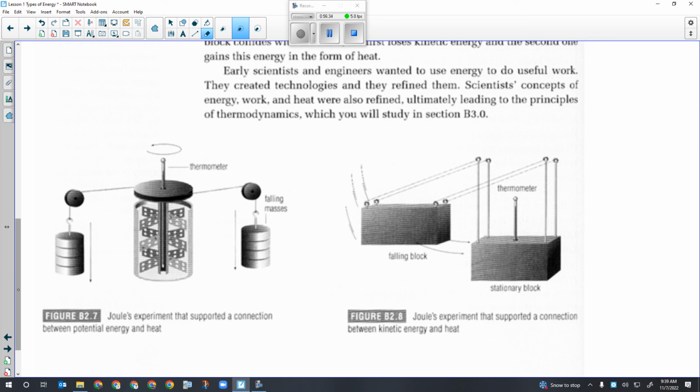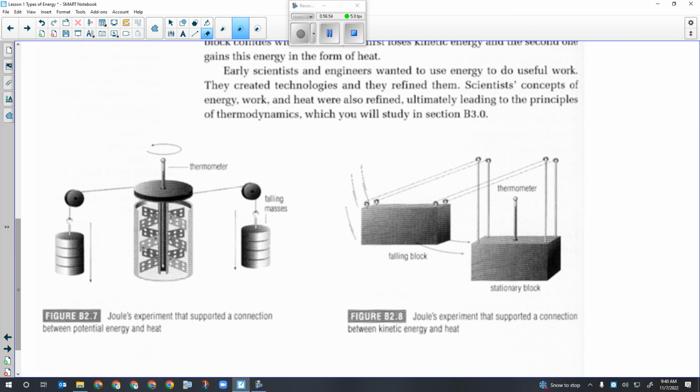He did a similar experiment, a little bit more complex, with these masses, and he had a jar that was just full of air with these blades that would rotate as the masses fell. So again, the masses had potential energy. As they fell, they turned it into kinetic energy, which turned the blades, which moved through the air, creating friction, and then it changed the temperature inside the jar.